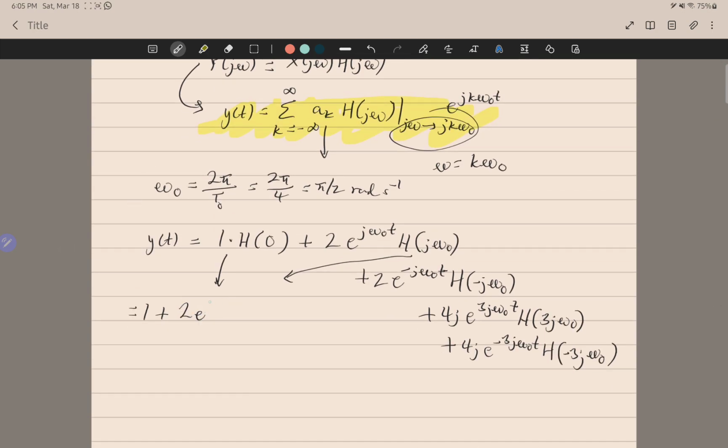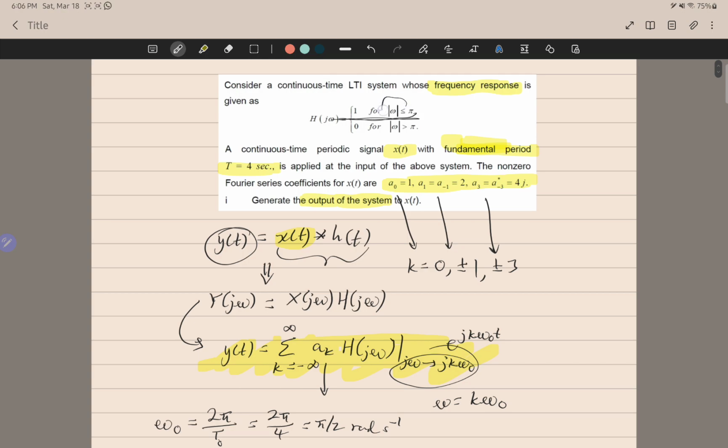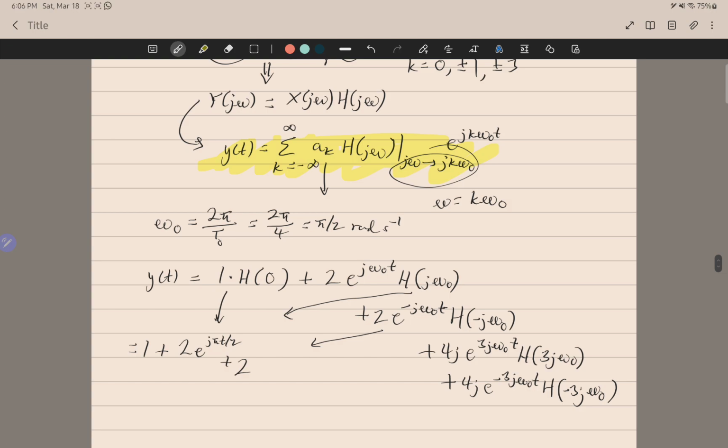So 2 e to the j pi t over 2. What about this one? The same thing. Why? Because it says here the modulus of omega. So what is our omega here? Negative omega 0, negative pi over 2, which is less than or equal to pi in modulus, because 0.5 is less than 1. So H here is 1. Same thing: 2 e to the minus j pi t over 2.